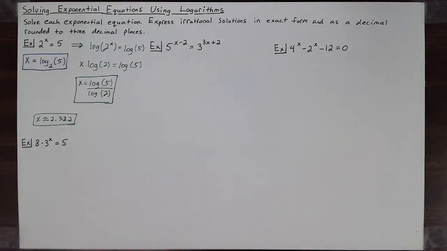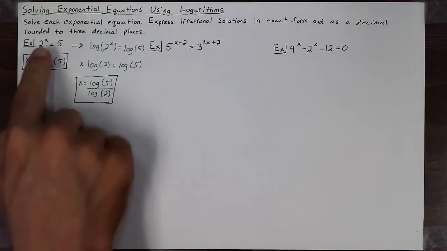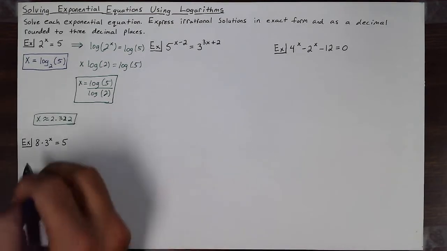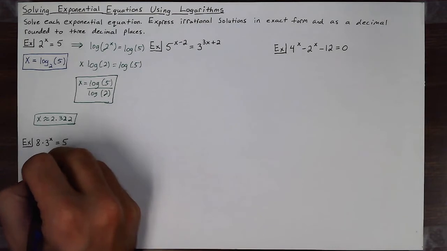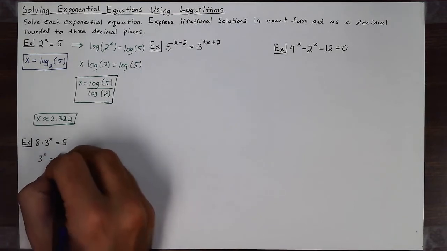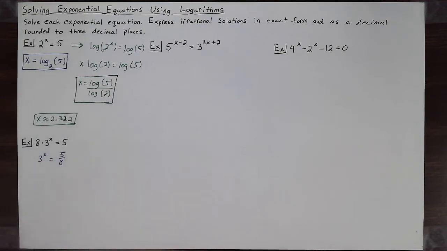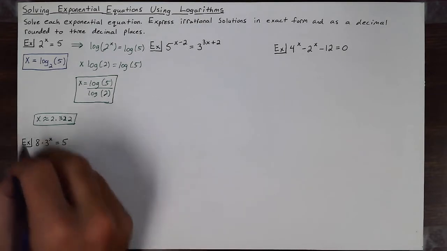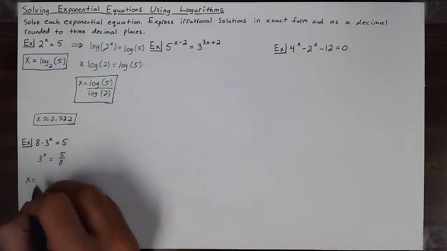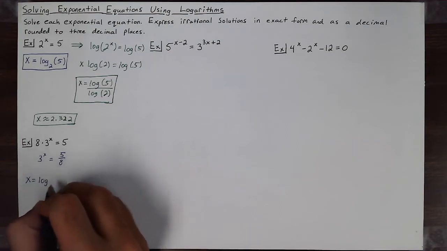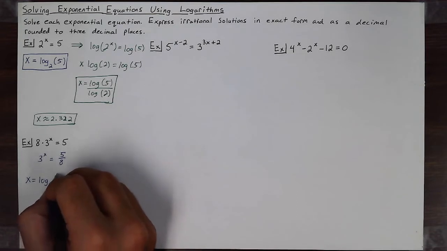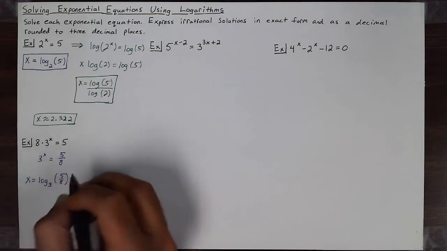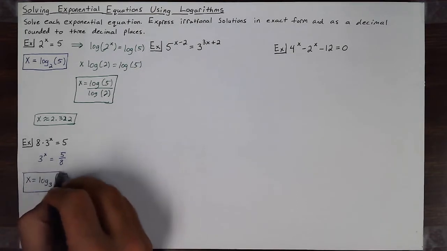We have 8 times 3 to the x equals 5. If I want to solve this, I first need to get the exponential part by itself. So I'm going to divide by 8. So I'll have 3 to the x is equal to 5/8. And then I could just simply rewrite this in logarithmic form, giving me x is equal to log base 3 of 5/8, which is, granted, a viable solution.